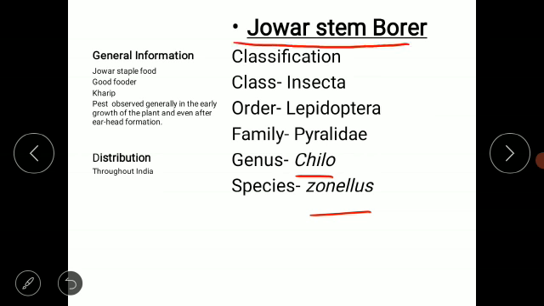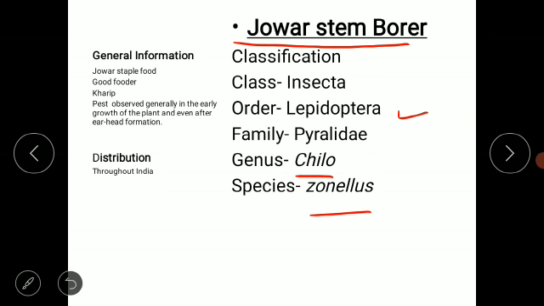As it is from the order Lepidoptera, what does Lepidoptera mean? The adults look like the diagram which we observed in the previous slide. Though they look like butterflies, they are not butterflies, they are moths. So here the classification of the Jawar stem borer is in front of you.